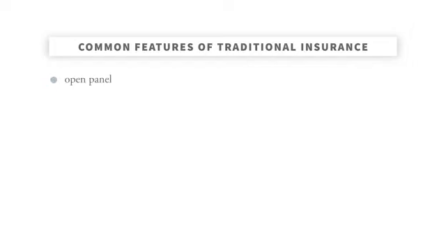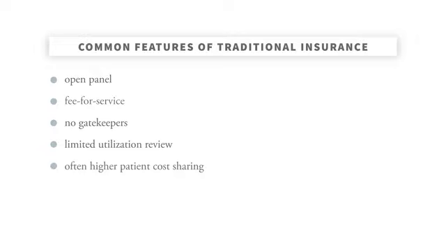Traditional plans are basically open panel. Any provider participates, and they're generally paying fee for service. No gatekeepers, limited use of utilization review, and pretty generous coverage. The one thing that these plans did use sometimes was patient cost sharing, though even some of the early versions didn't use a lot of that. Pretty generous, even wide open coverage.